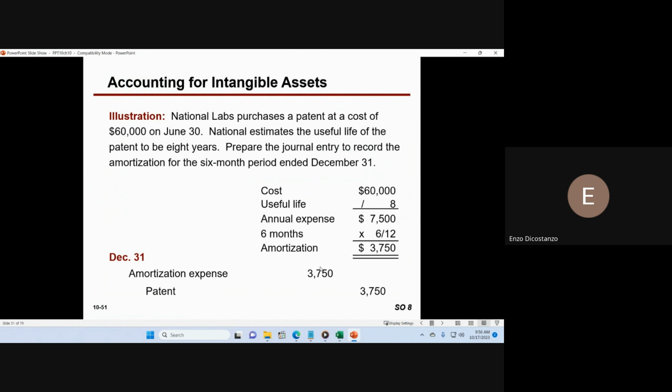National Labs purchased a patent for 60,000. National estimates the useful life of the patent to be 8 years. Prepare the journal entry to record the amortization for a 6-month period. So it's 60,000 divided by 8 years, which is 7,500 a year. And if you look at a 6-month period, it's a fraction of that 7,500.